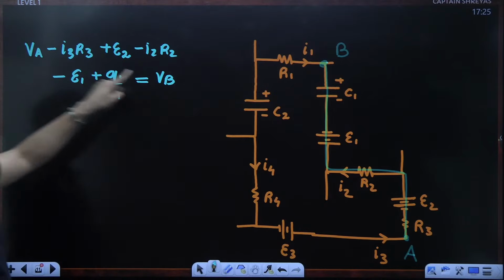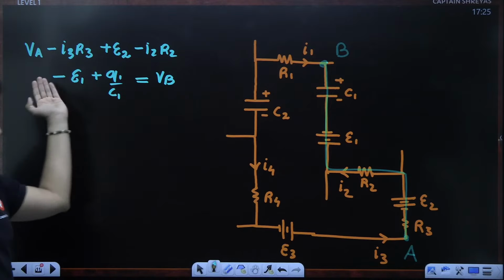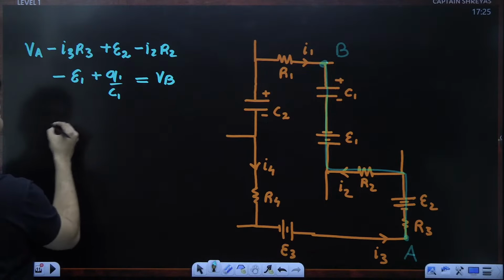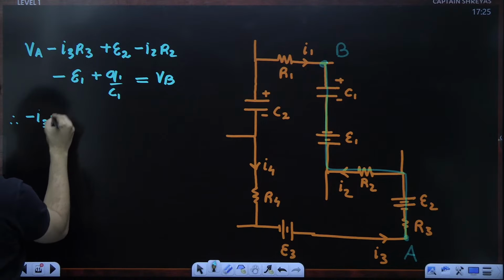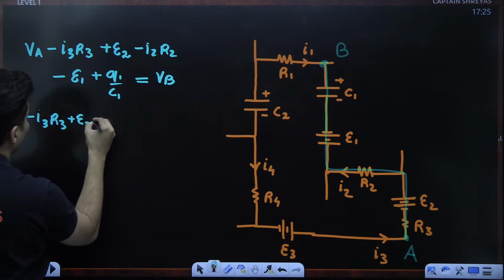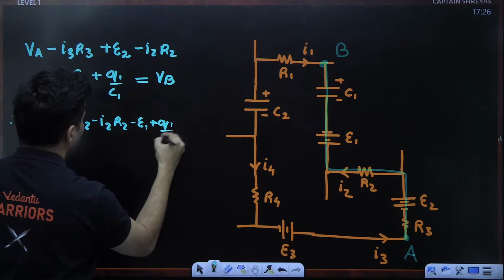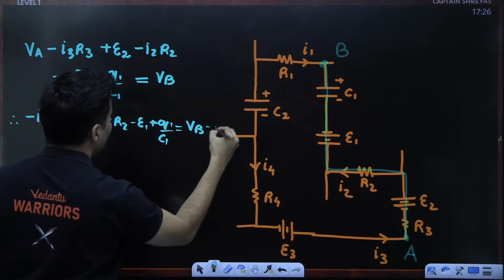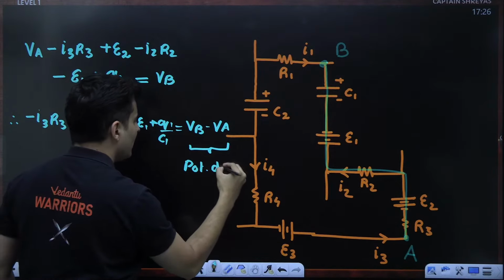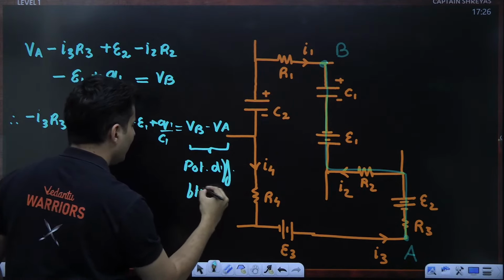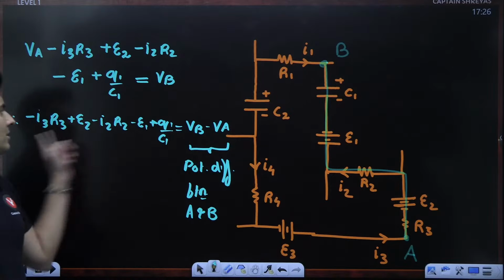So if I know VA, I can find VB. If I know VB, I can find VA. And if you want, you can also find VA minus VB. Keep all these terms over here. Therefore, I can say minus I3 R3 plus E2 minus I2 R2 minus E1 plus Q1 by C1 will be VB minus VA. What is this VB minus VA? It is nothing but the potential difference between points A and B. Between the points A and B, this is the voltage difference.